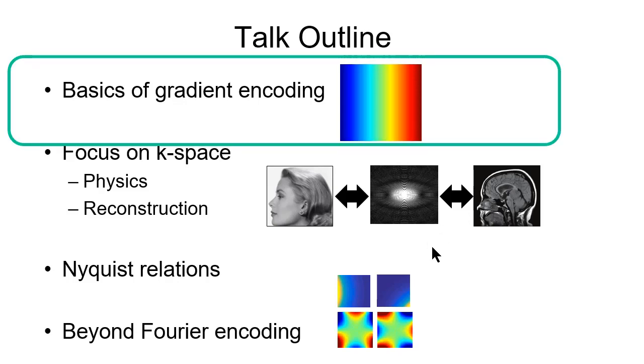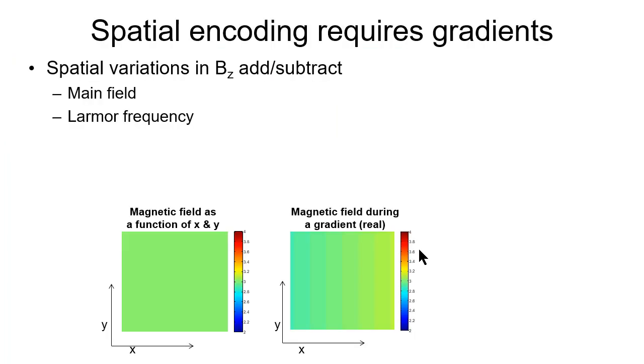Okay, so let's start with gradients, as you're hopefully familiar with. Gradients are just spatial variations in the Bz field. They add and subtract to the main field, and so they also add and subtract to the Larmor frequency. So of course we begin with, this is how I'll show, let's say, the z equals 0 plane, and there's a uniform magnetic field everywhere, a uniform Larmor frequency, say 3 Tesla.